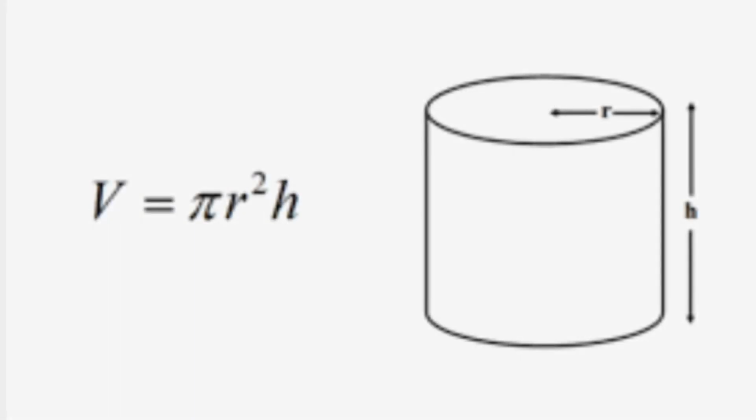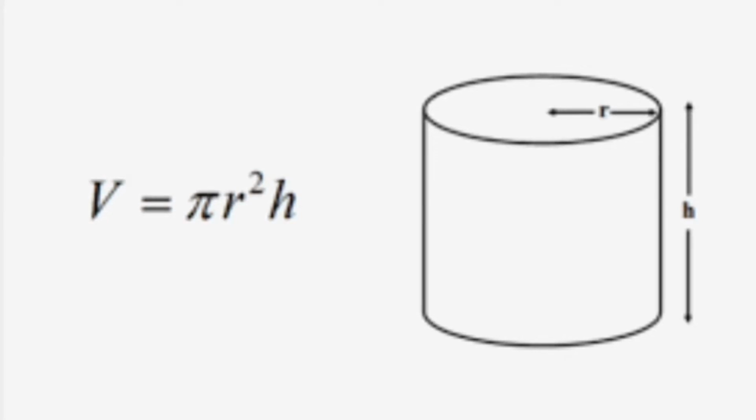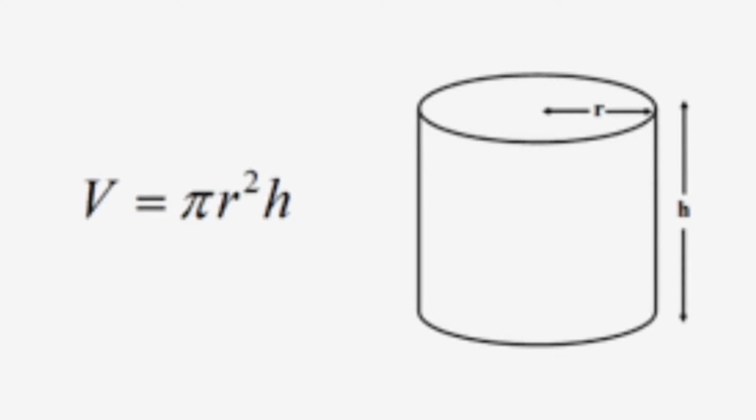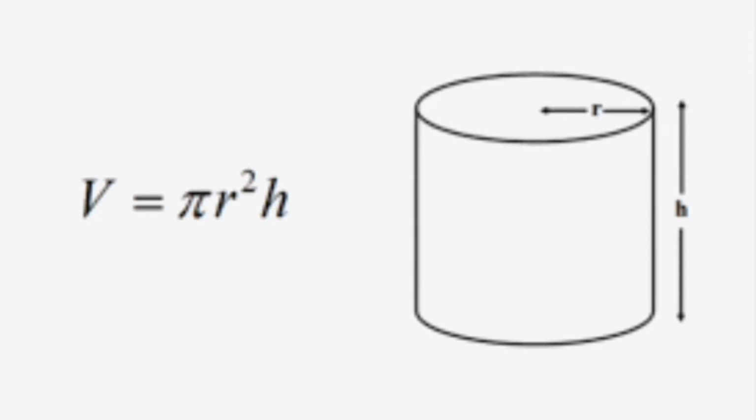The next items will be cylinders. As you can see here, the formula for a cylinder. Be sure to write it on your lab report before continuing on. And just like before, you will have two items that you will be comparing.